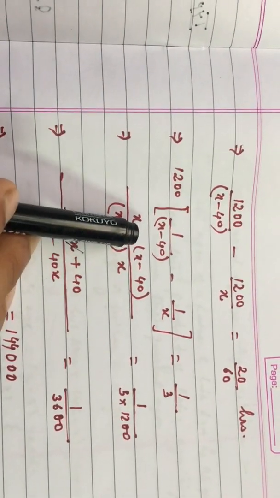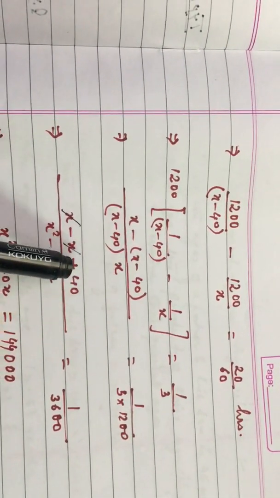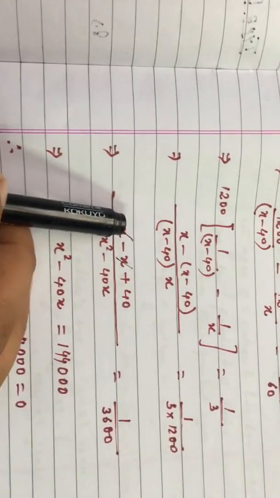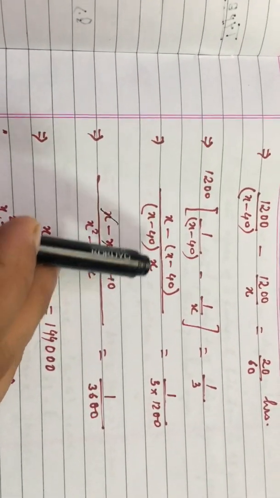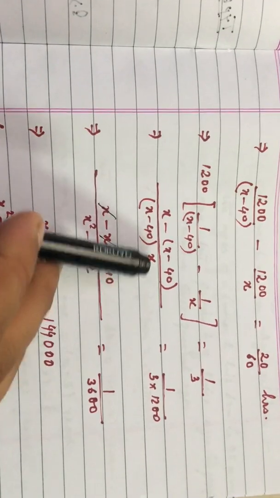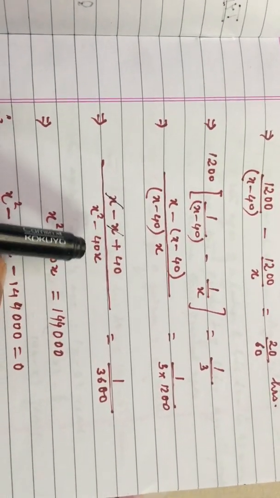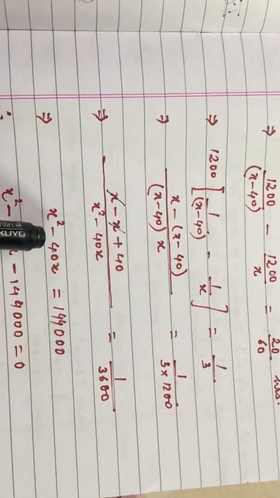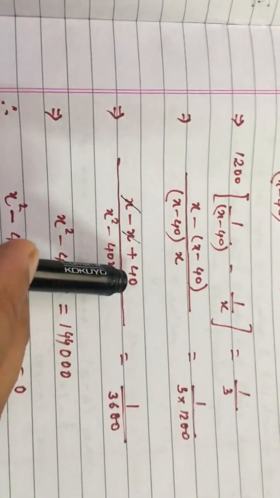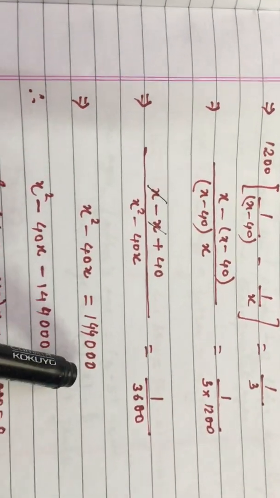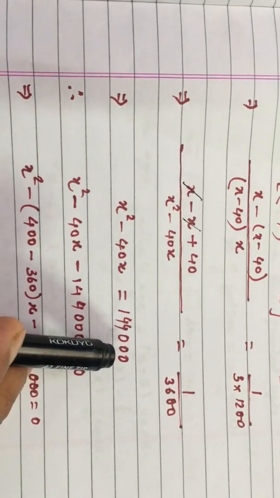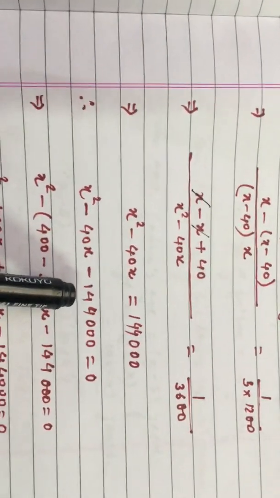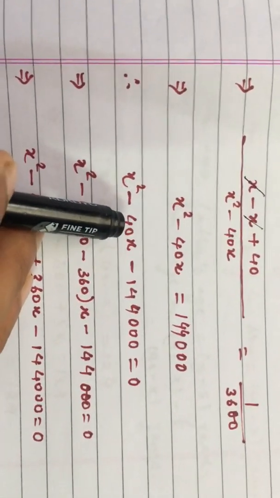Now open the bracket: minus plus minus, minus minus plus, this x will be cancelled, 40 remains on top, and x into x is x square, and x into 40 is 40x. Now cross multiply them, this term multiplied by 1 will be the same, and 3600 into 40 is 144,000. Now transposing this, we take the negative terms to this side. Now factorization by splitting the middle term.